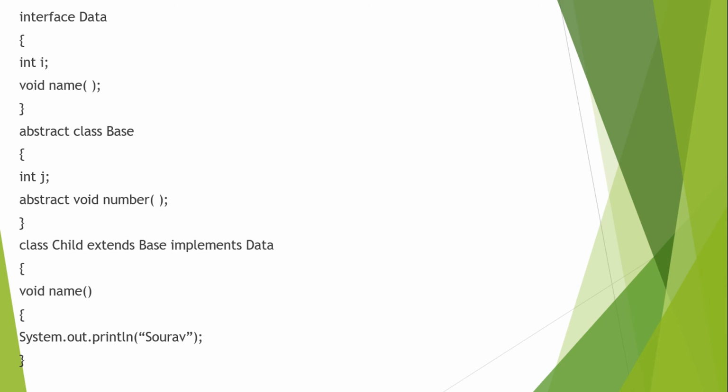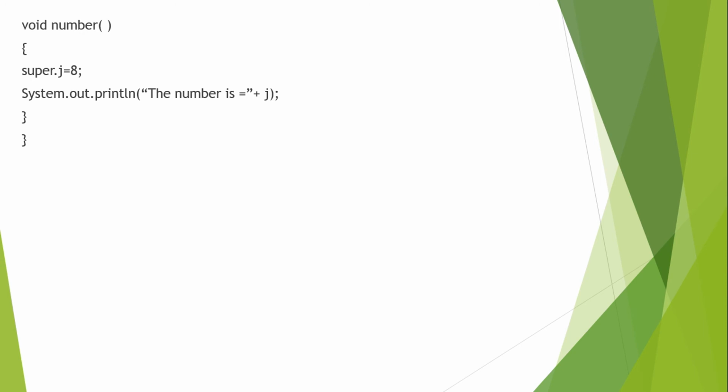I'm overriding the name method, and inside it I'm writing a short print statement, System.out.println Saurabh. So I have overridden the method. In the previous video I already explained the meaning of overriding a method. After that I have written void number, overriding this base class method which is there inside the base class. Now I'm using the variable super.j equal to 8. j is the property of the base class, and I'm writing System.out.print the number is j, so it will print 8.